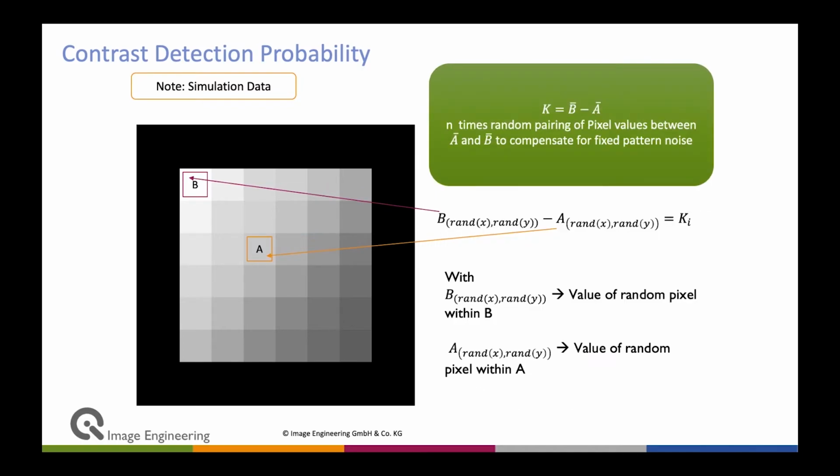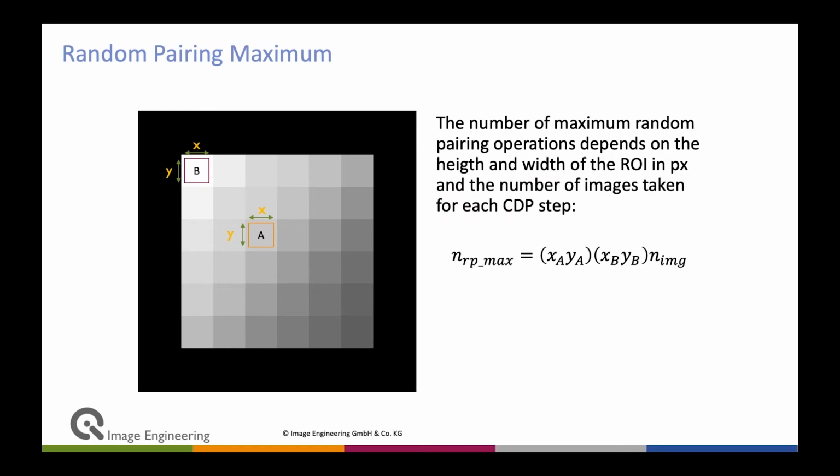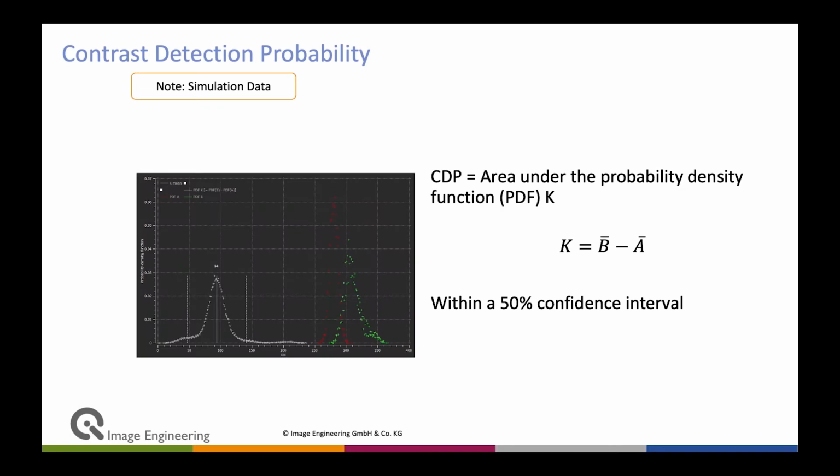So how do we do that? Basically, we do a random pairing. We take 1 pixel from B, subtract 1 pixel from A, and that is then 1 point in the probability distribution. We do that over and over again, so that we have many, many pixels compared and we get a distribution of the difference between A and B. With this random pairing mechanism, we can create the probability density function.